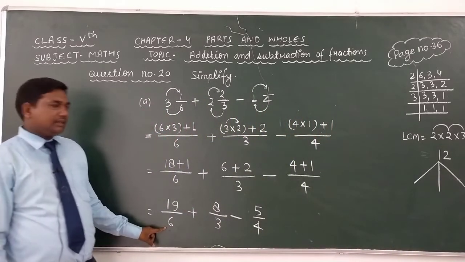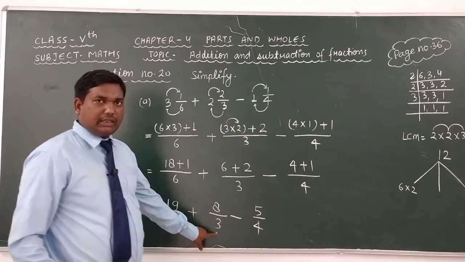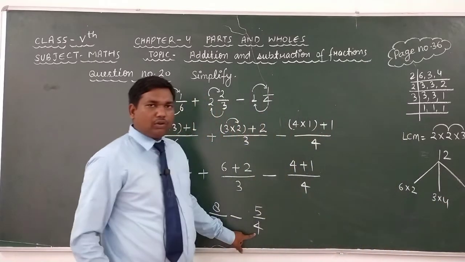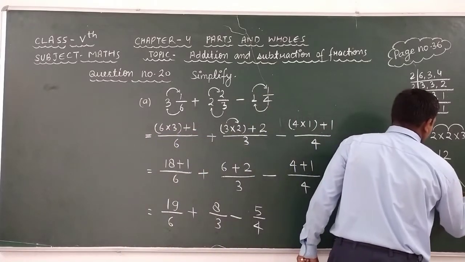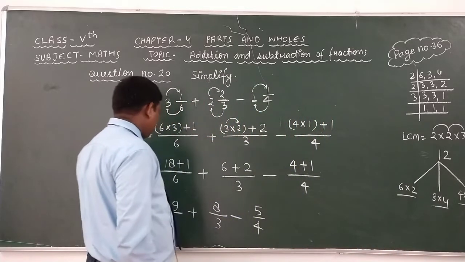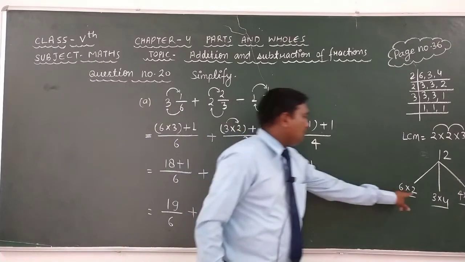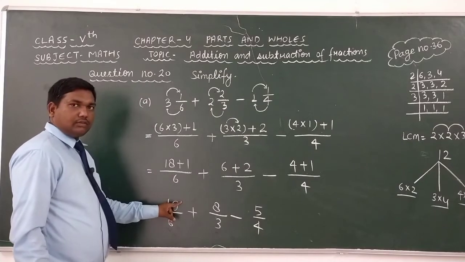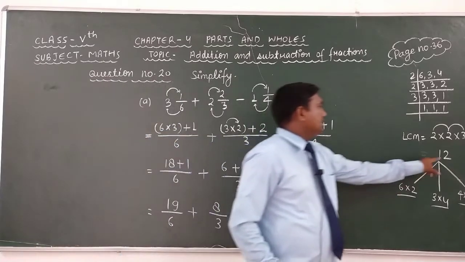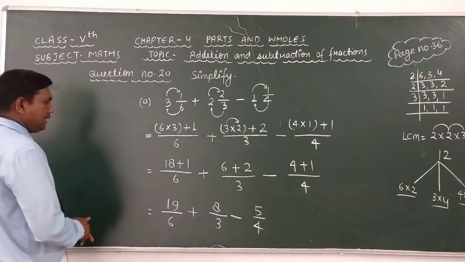Here given that 6, therefore we know that 6 2 is 12. Here given that 3, here we know that 3 4 is 12, and here given as 4, 4 3 is 12. It means that if we have to take the multiplication by 2 in this fraction, in numerator and denominator, then we get 12 as denominator. Okay, look at here carefully.